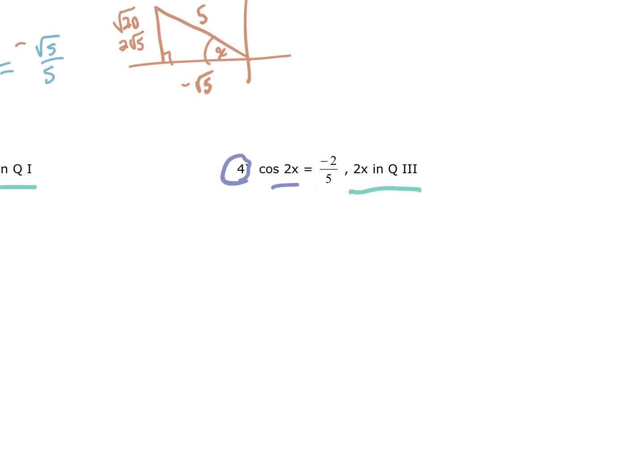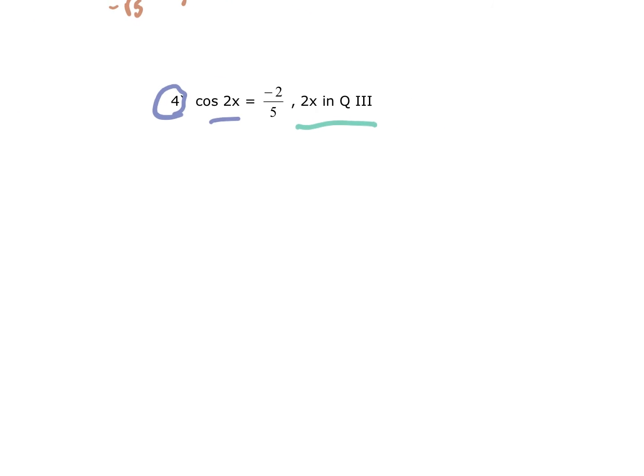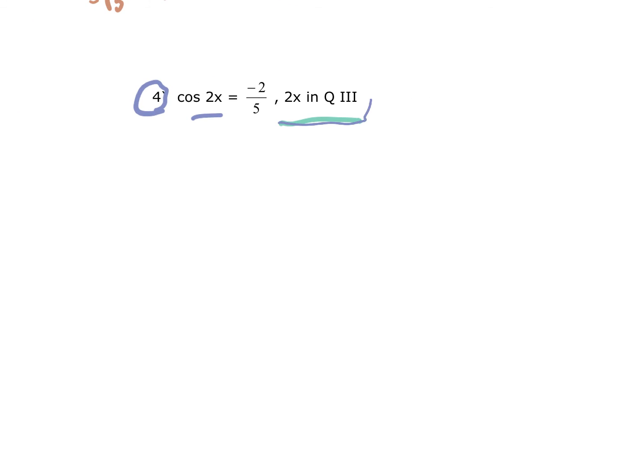All right, let's look at this one. This is number 4. Let's deal with this quadrant business first thing. This is saying the double angle is in quadrant 3. So quadrant 3 is from 180 degrees up to 270. So that's the double angle.